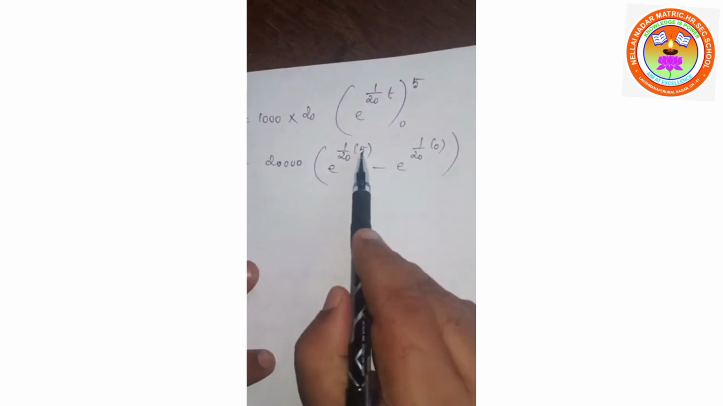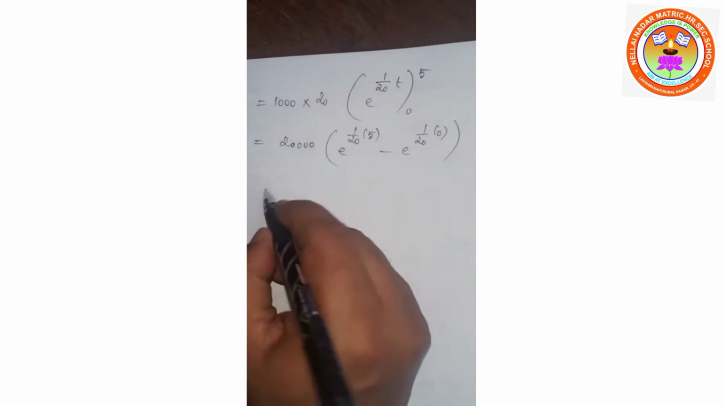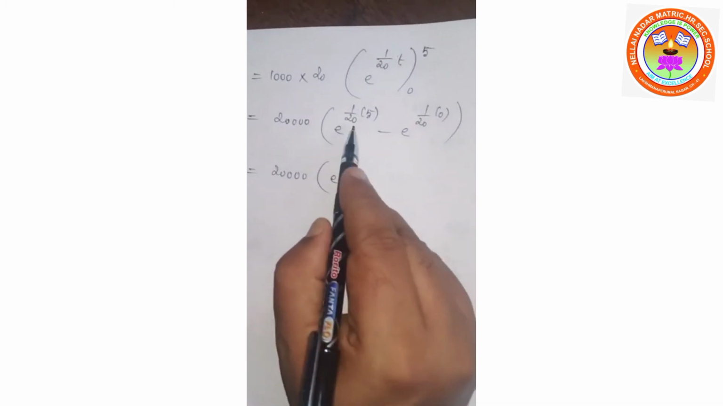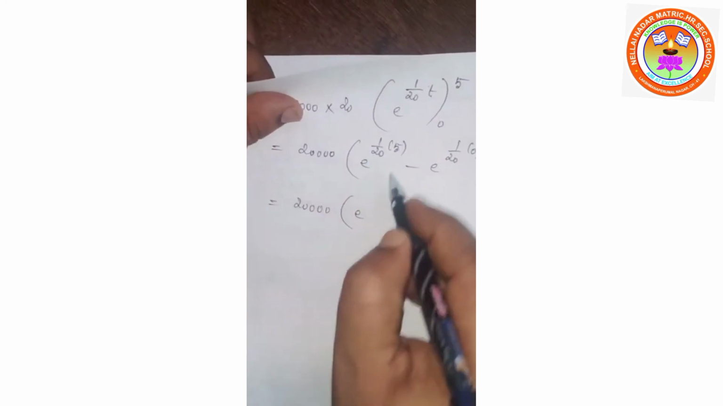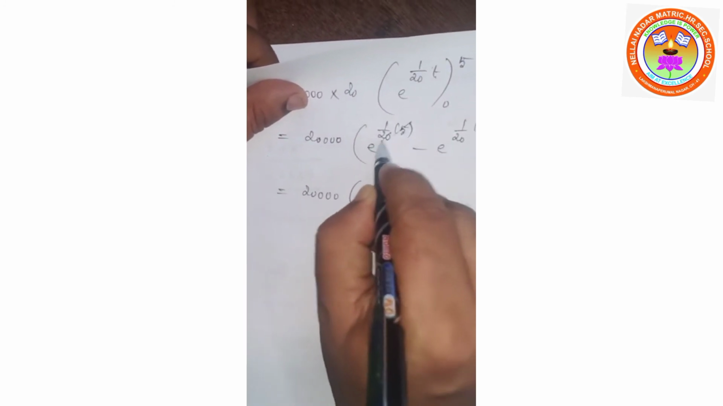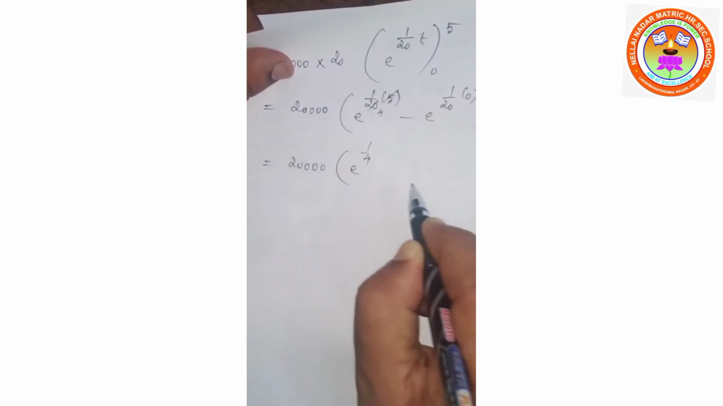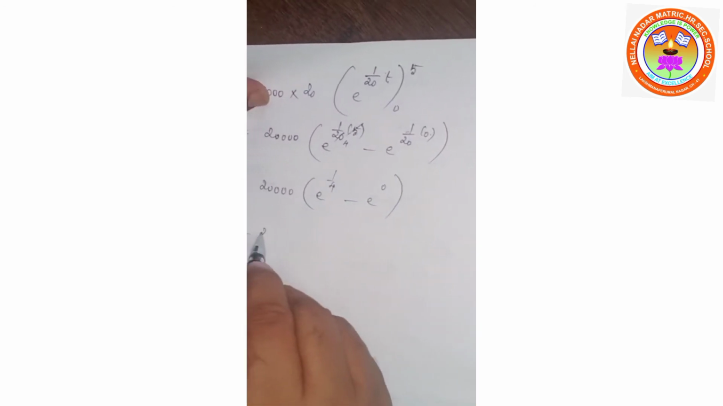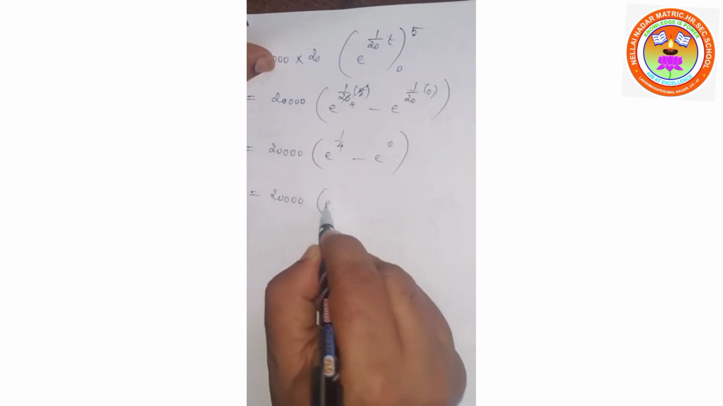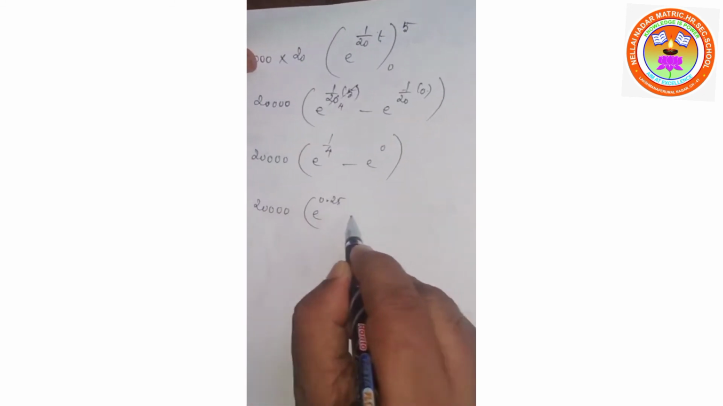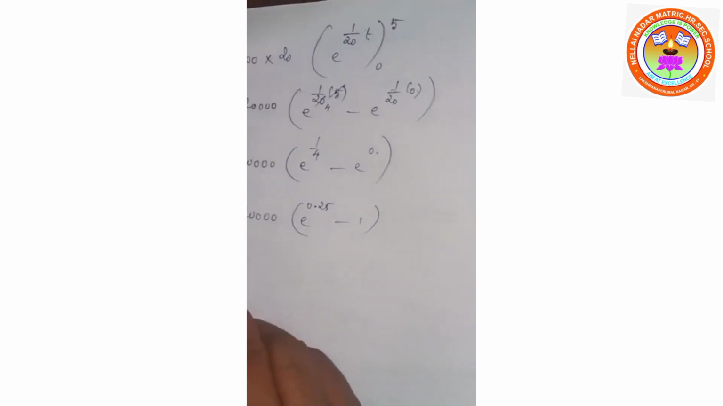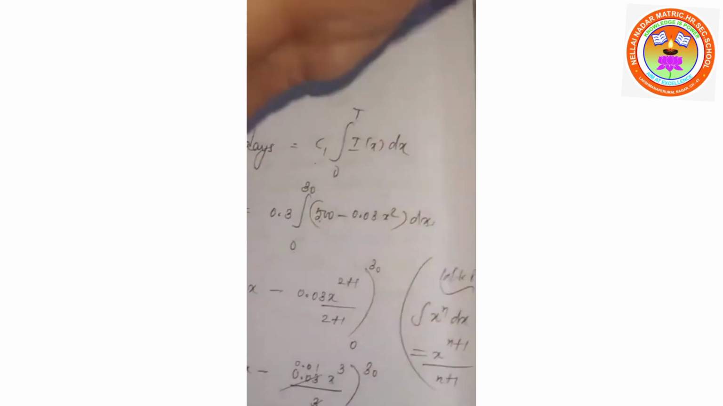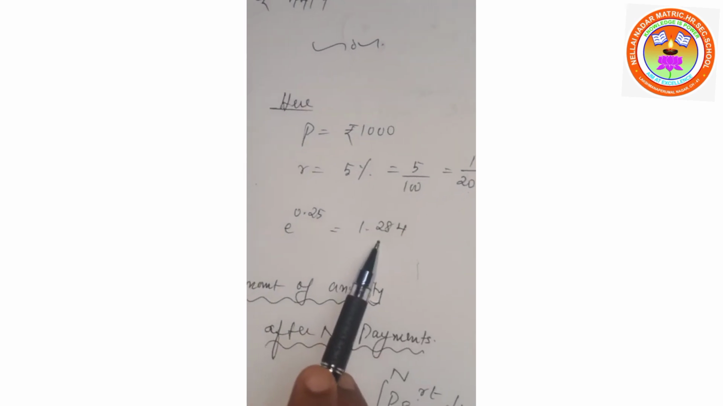First t should be replaced by 5, then t should be replaced by 0. 20,000 into e power 5 divided by 20, 5 fours are 20, so 1 by 4, minus e power 0 into anything 0, equals 20,000. E power 1 by 4 equals 0.25, minus anything power 0 equals 1, that is equal to 20,000 into e power 0.25. The value is given in the question itself. What is the value? 1.284.